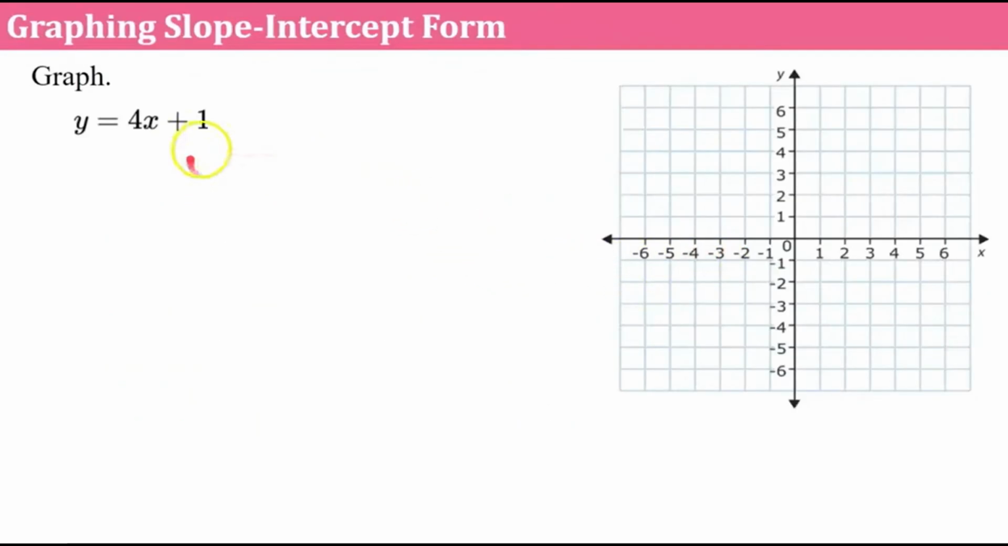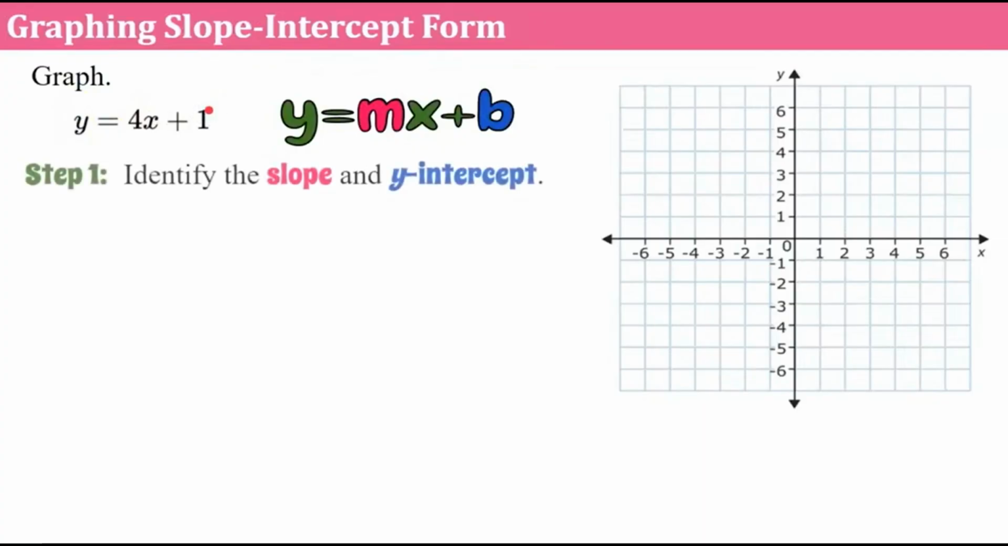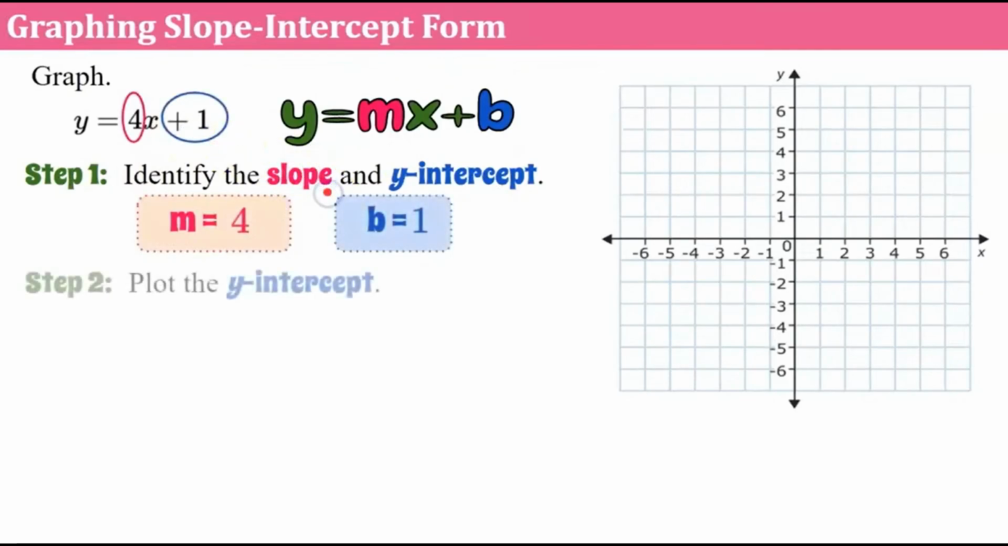We are going to graph this linear equation that is written in slope-intercept form, y equals mx plus b. So we know it's solved for y. So the first thing, step 1, is to identify the slope and the y-intercept. So my slope is 4, and my y-intercept is +1. Step 2, I'm going to plot the y-intercept. Remember, this is an ordered pair, that this is the y-coordinate of the point, and the x-coordinate is always 0. So we're going to plot a point at 0, 1.